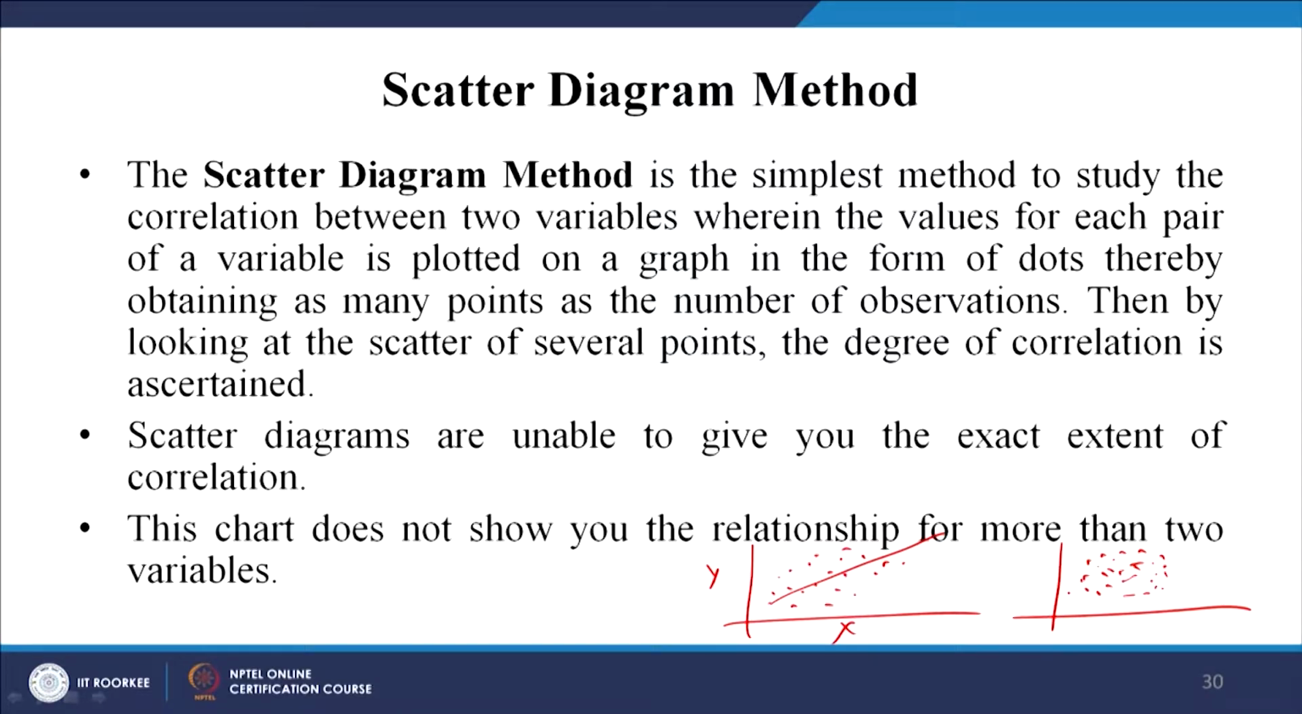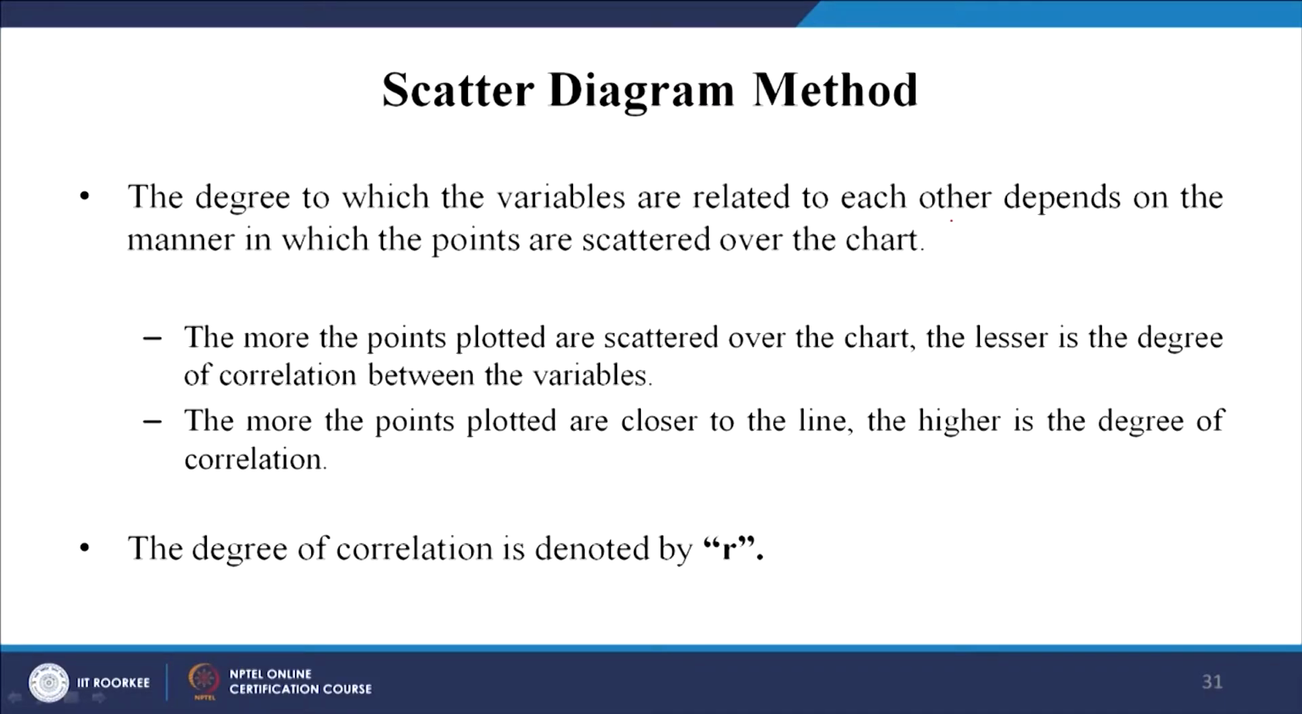So, scatter diagrams help you to visually understand that, but they are unable to give you the exact extent of correlation, the how much, which is the most important part of correlation, and that is what you do not get here. This chart does not show you the relationship for more than two variables, only two variables x and y; if there are three variables, multiple correlation, you can't do it. The degree to which the variables are related to each other depends on the manner in which the points are scattered over the chart. Yes, that is true. How they are scattered, whether there is any pattern or not, decides that.